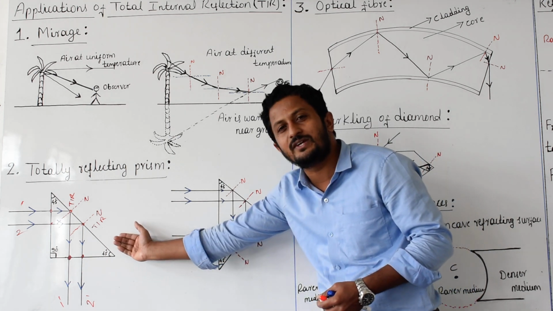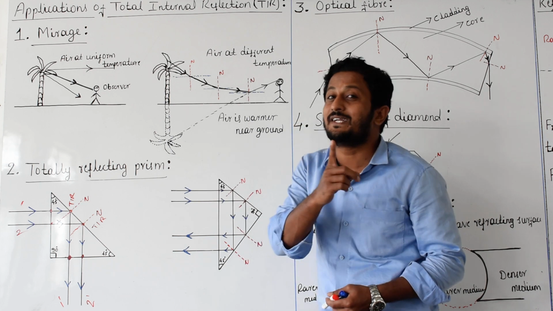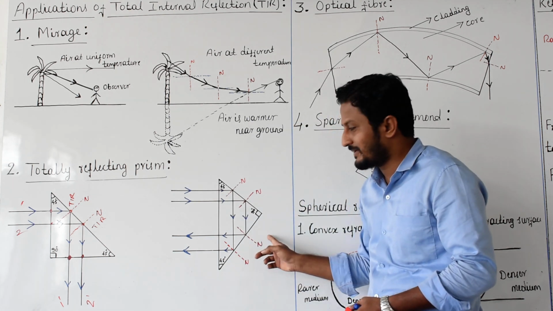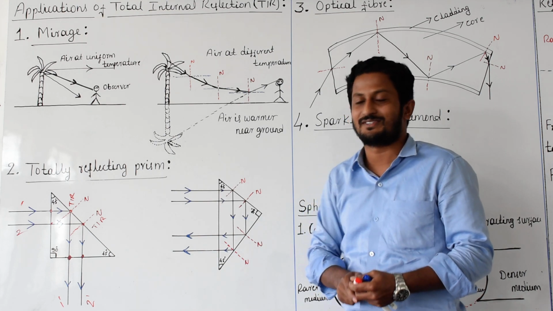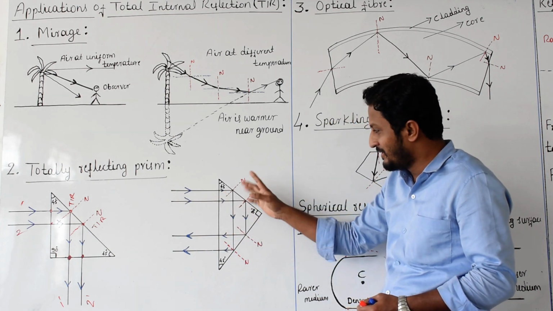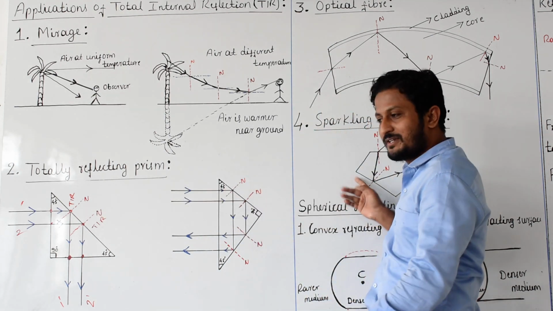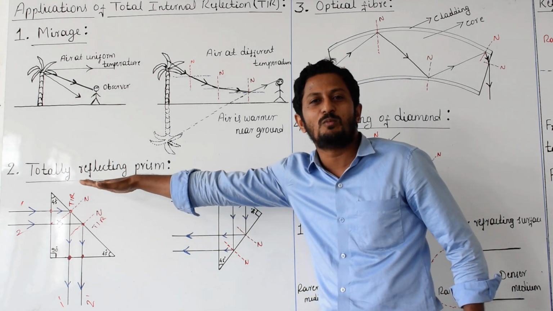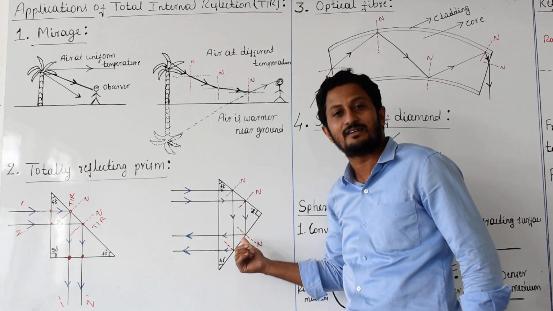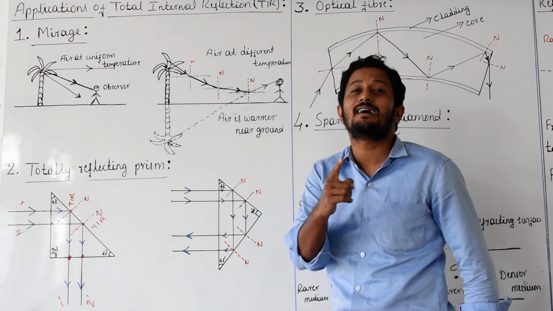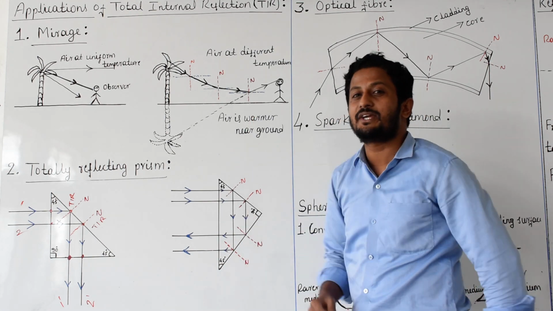How much deviation did we get in this position? 90 degrees. But here we will be getting 180 degree deviation. See here, the light ray came, something happened, and it came back like this. Instead of going straight, it came back. How much? 180 degree deviation we are getting here because of TIR. Yes, that's why it is a part of its application.